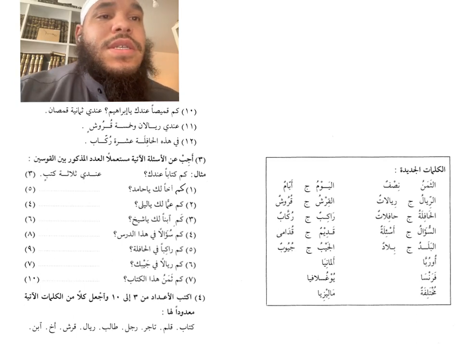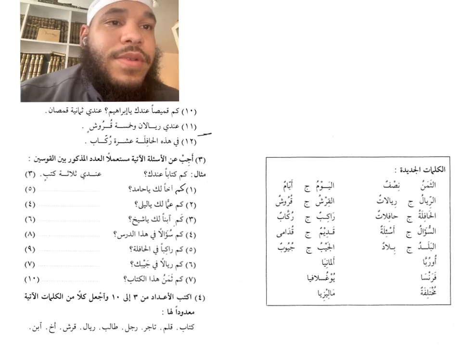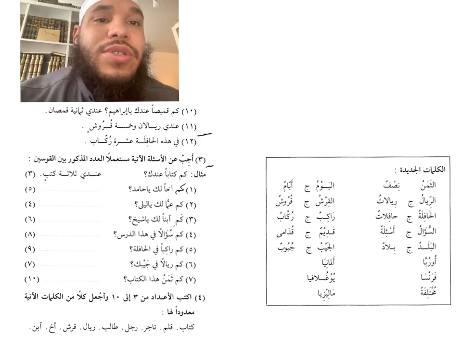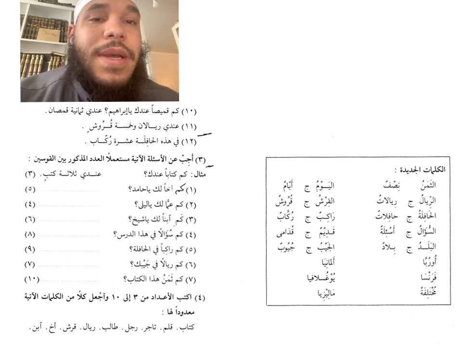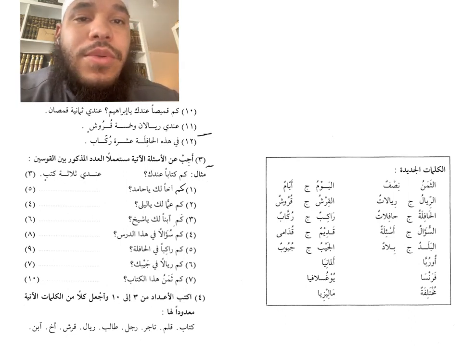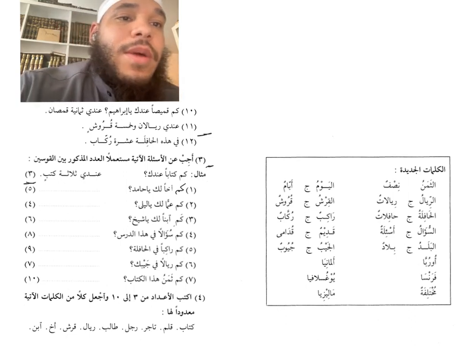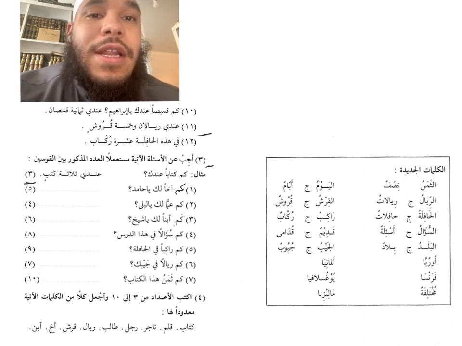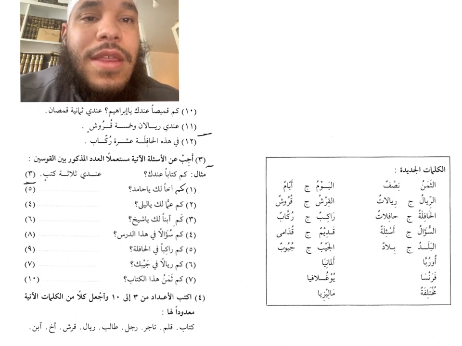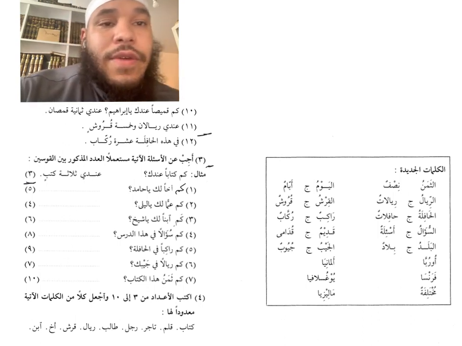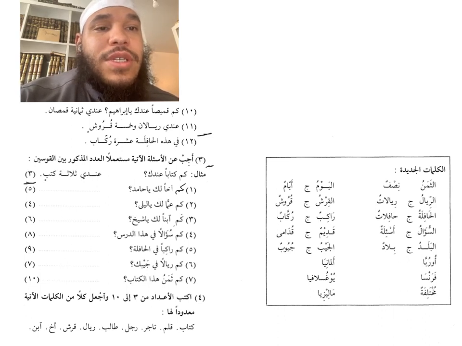So again, this is a continuation of the exercise from the previous page. Now we're here. أجب عن الأسئلة الآتية مستعملا العدد المذكور بين القوسين. So here it says, answer the following questions using the number that is in between the brackets here. So for example, it says مثال كم كتابا عندك? How many books do you have? And then the number here is ثلاثة. عندي ثلاثة كتب. So you're going to do exactly the same thing for all of these following nouns, inshallah ta'ala.